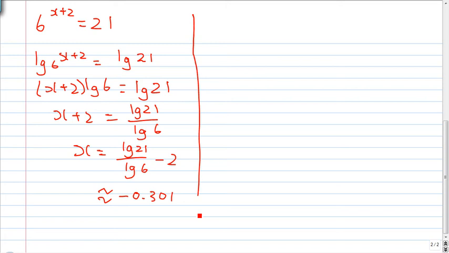Okay, so this is just an example. What if you have e to the power of 3x equals 9? If you see e, what you do is you ln both sides. Instead of logging, you ln both sides.